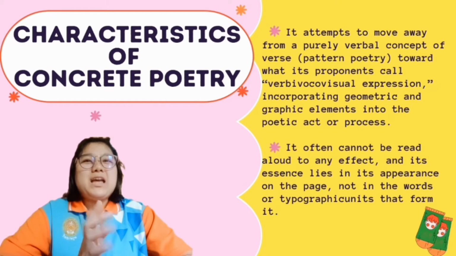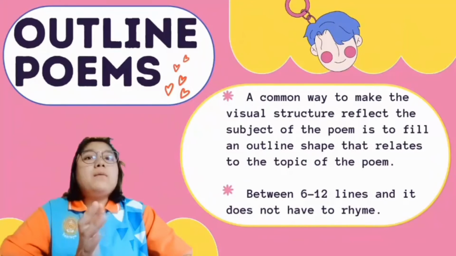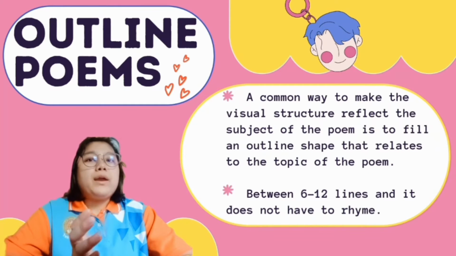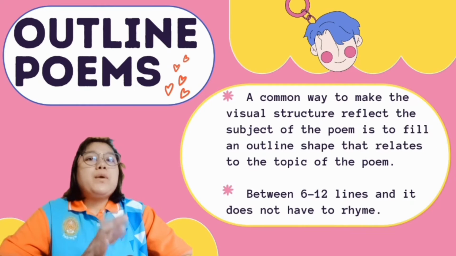Okay, next. Outline poems. In concrete poetry, a common way to make the visual structure reflect the subject of the poem is to fill an outline shape that relates to the topic of the poem. You can write concrete poetry between 6 to 12 lines, and it does not have to rhyme.